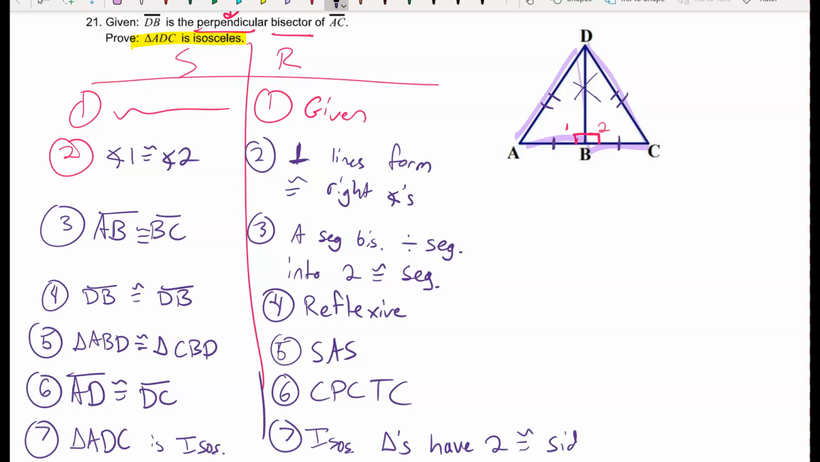And again, if you went the angle route here and step 6 instead said angle A congruent to angle C, you would just have to say that isosceles triangles have two congruent angles instead, because that's the argument you formed.